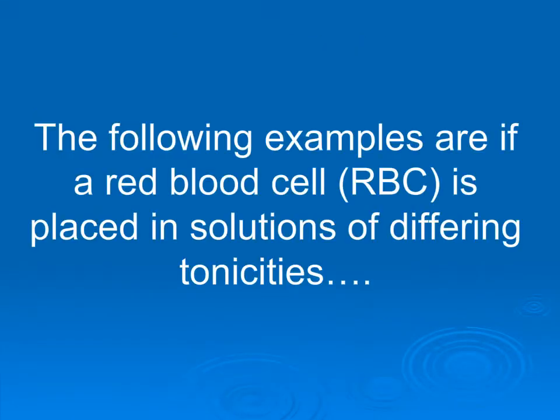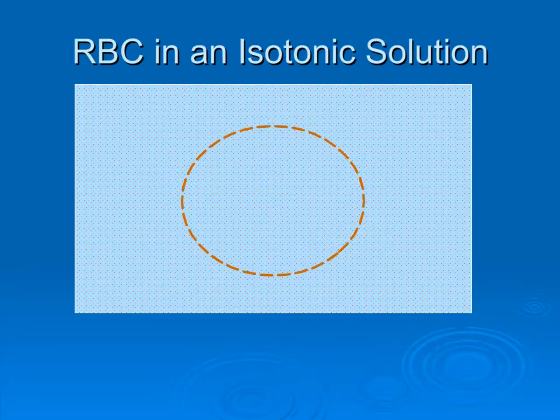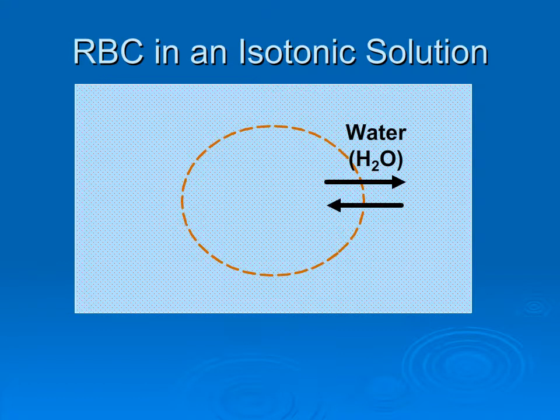We will examine the three different types of tonicity by using a red blood cell. We are assuming the membrane is not permeable to the solutes we are investigating, so we are only looking at osmosis, the diffusion of water. Isotonic solutions have equal solute concentrations. If a red blood cell is placed in an isotonic solution, there is a dynamic equilibrium.